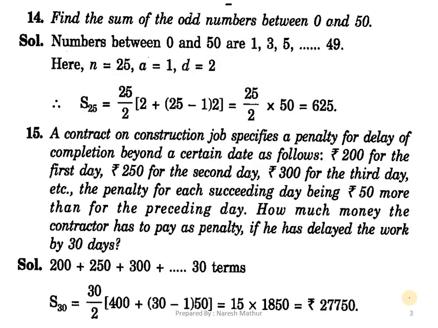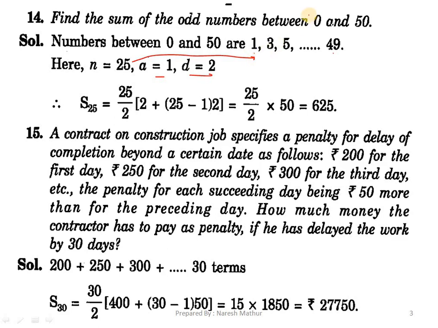The next one is, find the sum of the odd numbers between 0 and 50. Now see, between 0 and 50, the numbers will start from 1, 3, 5, 7, 9 up to 49, because 50 is an even number, so 49 is the last possible odd number. So we can write a equals 1 and d equals 2. Now what about n? As we know, the numbers come in alternate way, so we can directly divide 50 by 2 and get the value of n.